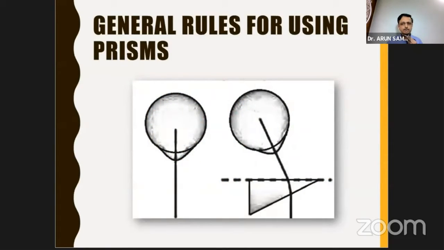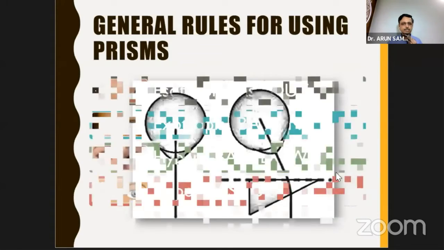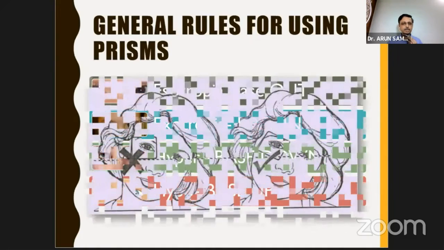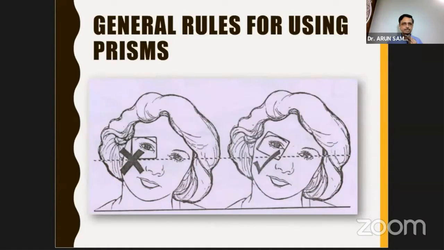General rules for using the prism: whenever we use the plastic prisms, which we use most of the time, the prisms are placed in front of the deviating eye in the frontal plane, and the apex should be pointing towards the deviation. What does that mean? In an esotropia, the apex should be pointing inwards and the base is outside. In an exotropia, it is base in; in a hypertropia, it is base out; and in a hypotropia, it is base up. Just remember, the apex should be pointing towards the deviation when you're doing the prism bar cover test.